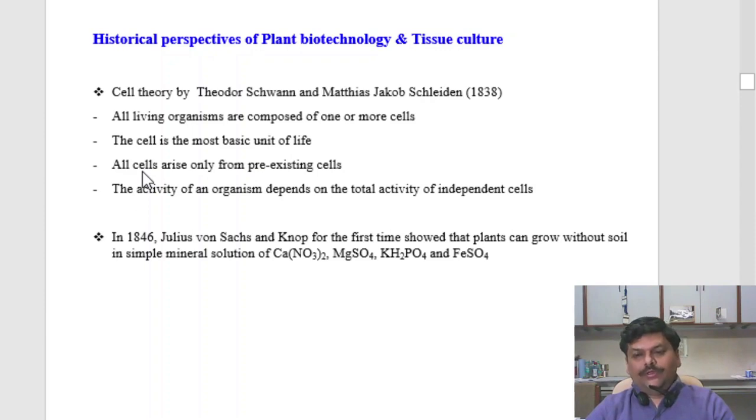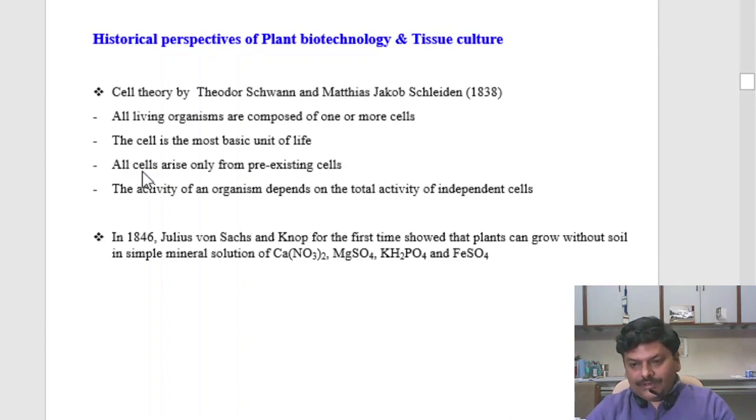So what they took, they provided a solution of appropriate amounts of calcium nitrate, magnesium sulfate, potassium dihydrogen phosphate, and ferric sulfate. I'm sure by now you are aware of the major nutrients which we need as far as elements are concerned. These are calcium, magnesium, sulfur, potassium, phosphorus, and iron.